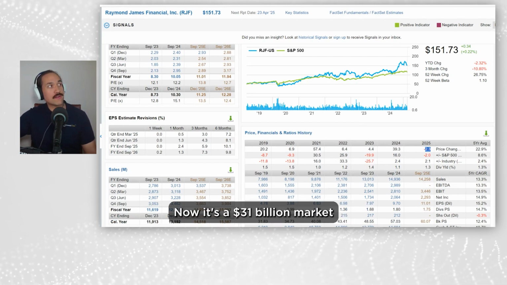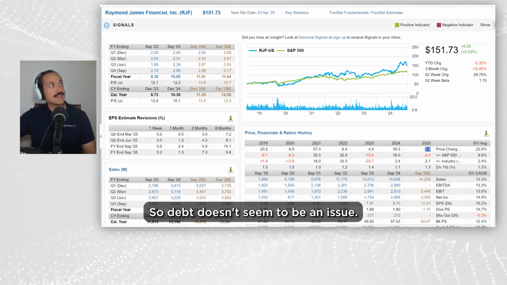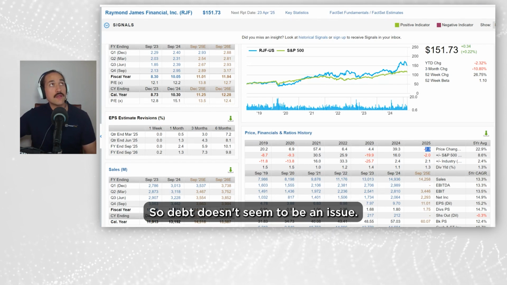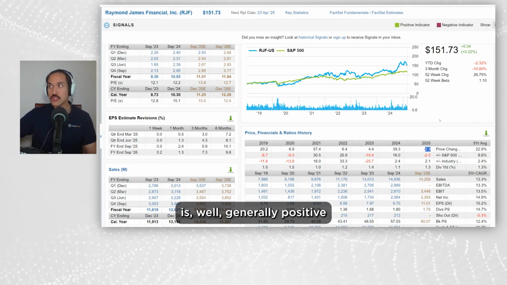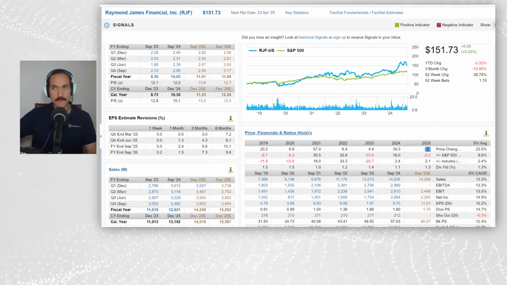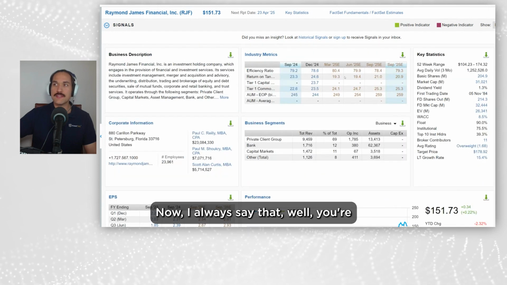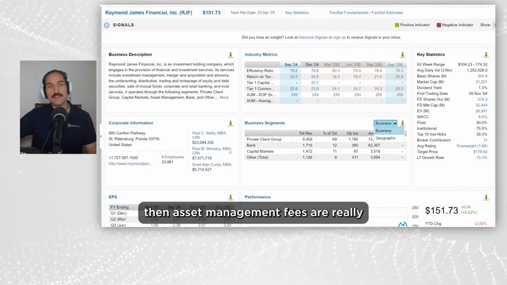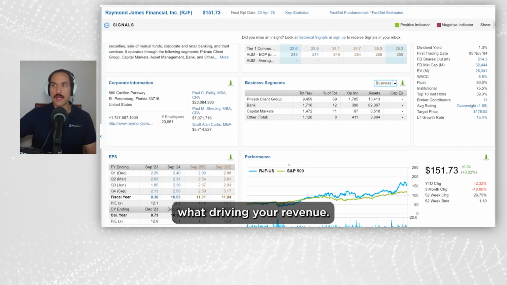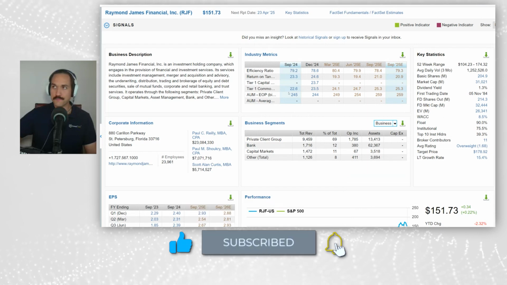Now, it's a $31 billion market cap company with about $4.395 billion in debt. So debt doesn't seem to be an issue. And what we've seen from the banks recently is, well, generally positive trends, especially in investment banks. Now, I always say that if you're an asset management business, then asset management fees are really what drive your revenue. But this is more than that, right? It's more than wealth management. It's investment banking as well.